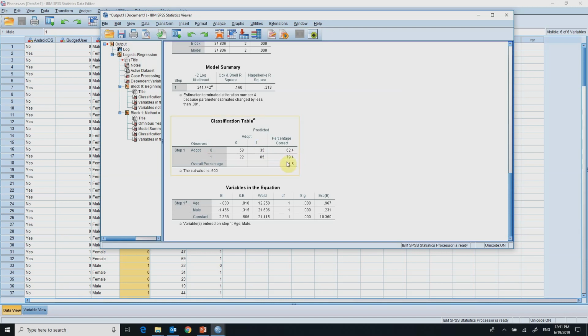Now our model predicts adoption better than non-adoption. As you can see, 79 or almost 80% of the adoption prediction was correct, compared to about 62.5% of correct non-adoption. Overall, we have about 71.5% prediction rate.